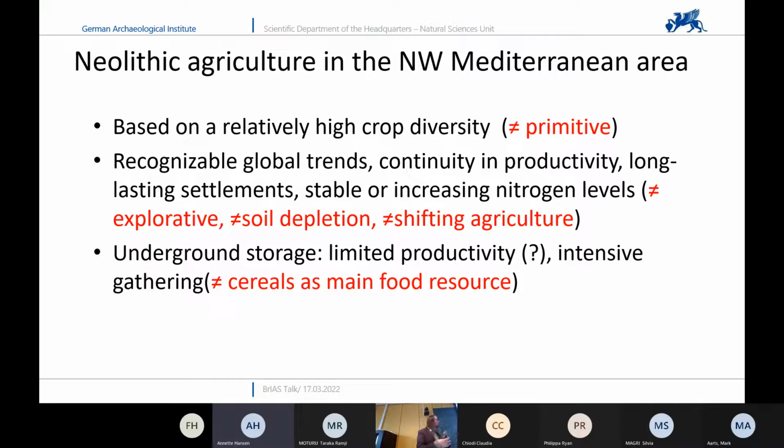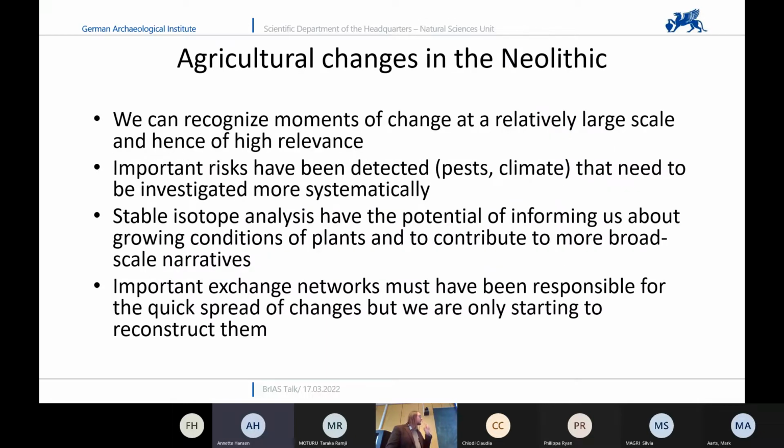So all of these are indications that some of the assumptions that I mentioned at the beginning have no real basis at the moment. And also the intensive gathering evidence, together with the capacities that we observe in underground storage facilities, indicate that cereals may not have been as important in the diet as we were imagining.